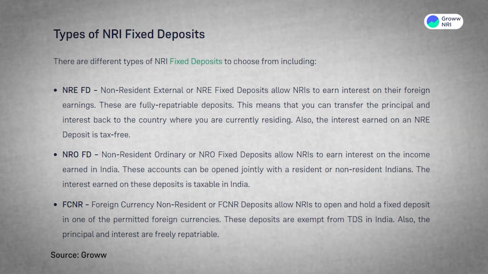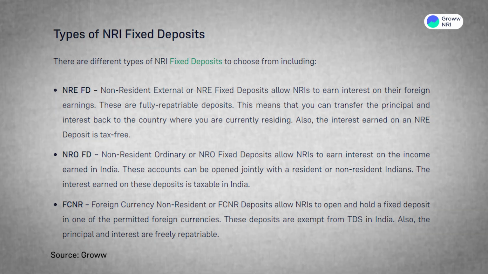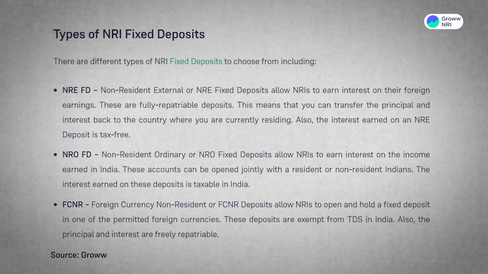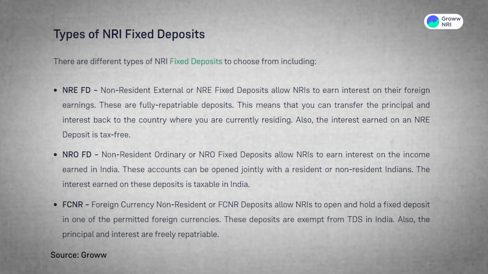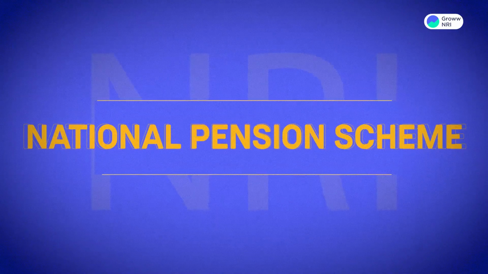So depending on your source of income, interest rates, tenure, repatriation conditions and taxation laws, you can choose one of these three types of bank accounts for your FDs. Now that you understand FDs, let's look at the second government investment scheme for you. Next, let's talk about National Pension Scheme or NPS.